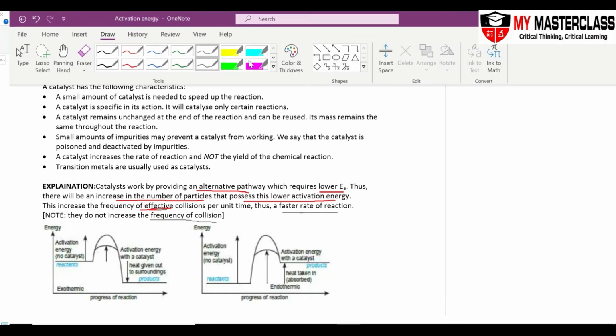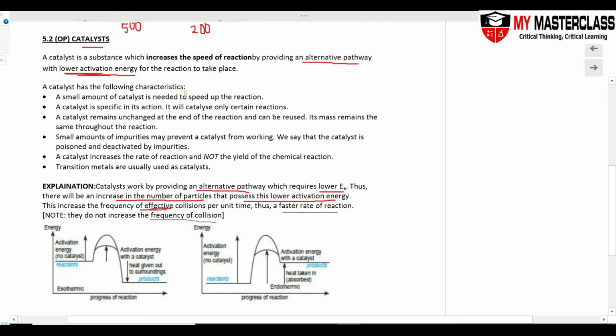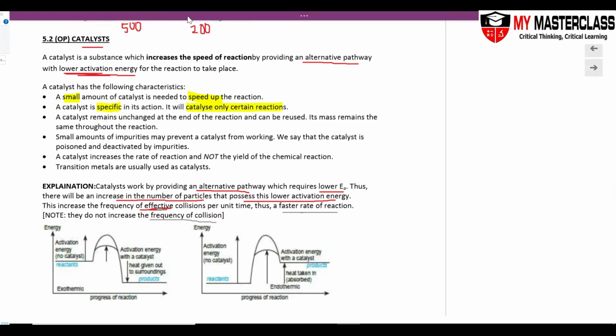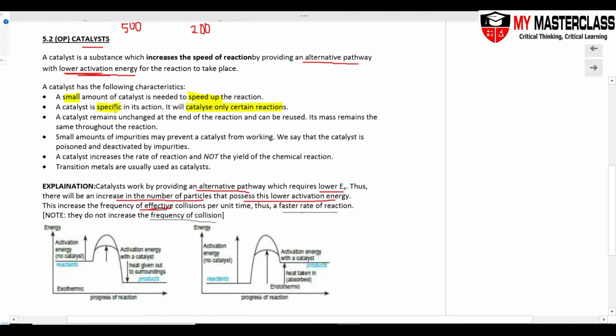Okay, catalysts have the following characteristics. They speed up reactions, and I only need them in small amounts. A catalyst is specific to the reaction. It will only catalyze certain reactions. Specific, okay, those who learn bio, we know. For example, protein is digested by protease, and protease is the specific enzyme that can digest proteins. Proteins cannot be digested by lipase. Lipase is used to digest fats, and that's what we mean by specific.